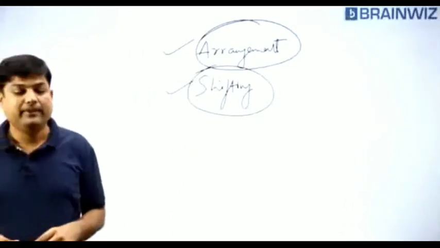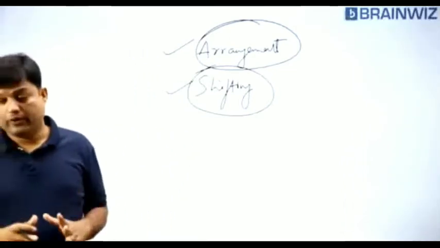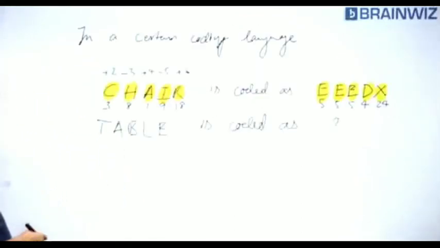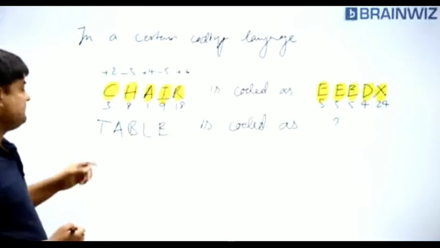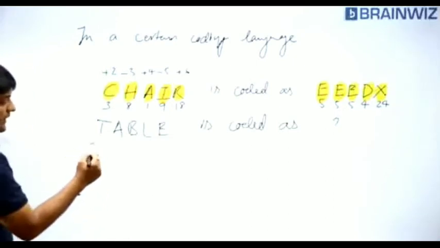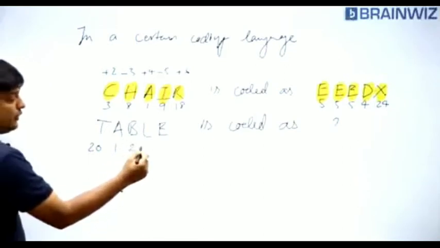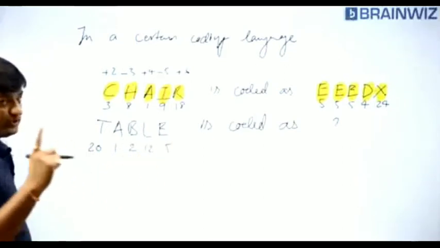Samajh mein aa raha, everybody? Chaliye. Now, let's try to move forward. Yes, one of the students is telling the answer. Don't worry about what the answer is. Now, T. What is this T? 20. A is 1. B is 2. L is 12. E is 5. You should know the ranks better.